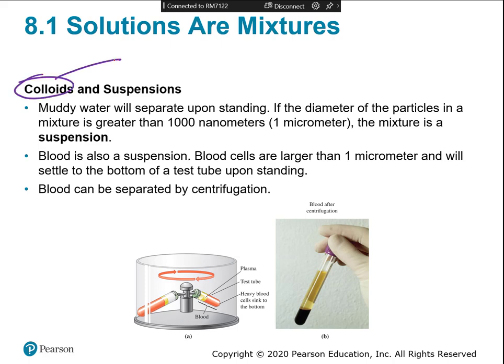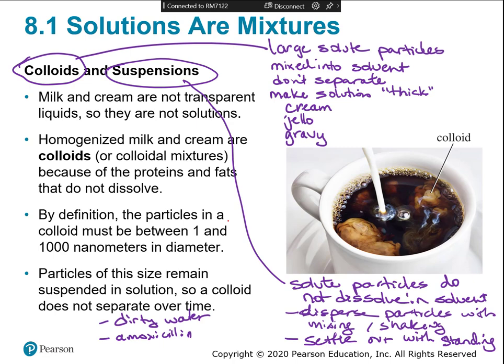So a colloid, and I think we talked about them back here. The colloid, large solute particles that mix into the solvent, they don't separate, but they make that solution kind of thick. Cream, jello, gravy, egg whites, all examples. And it's really because the solutes that are dissolved are really large. So cream, you put cream in your coffee, it completely mixes, but that cream doesn't separate itself, stays mixed.